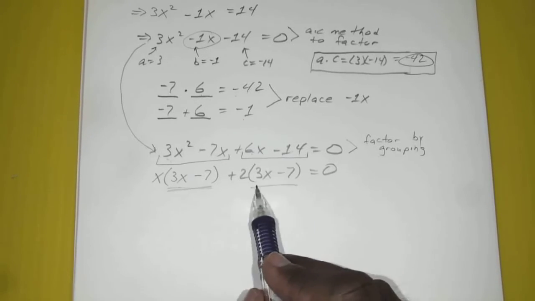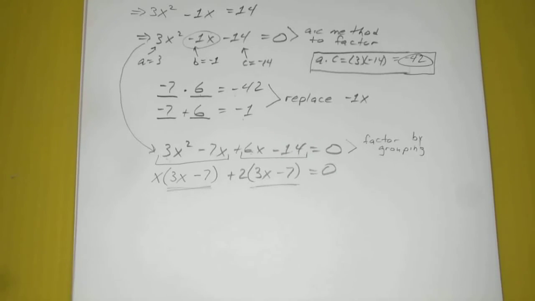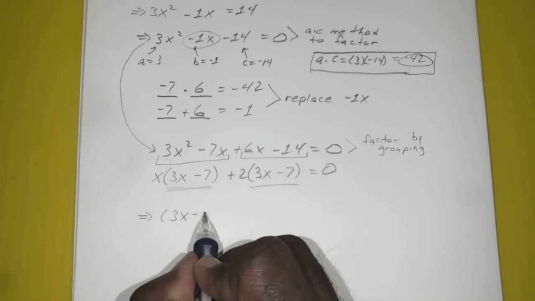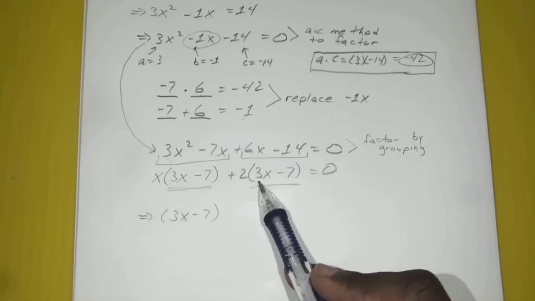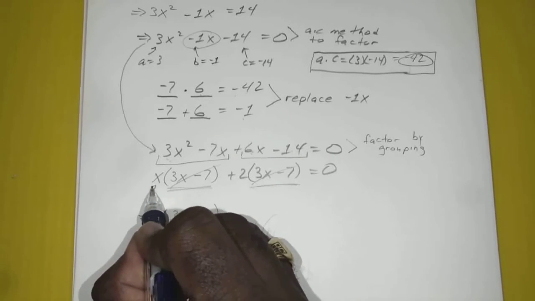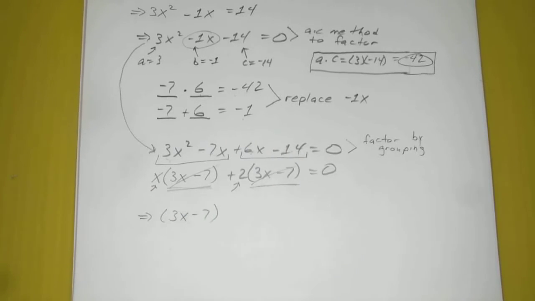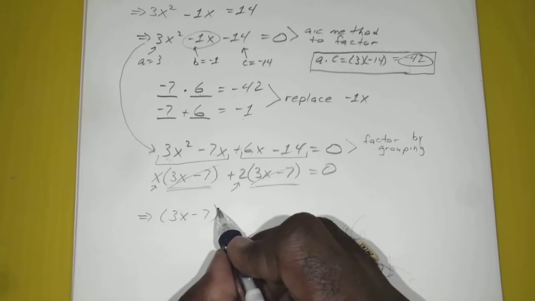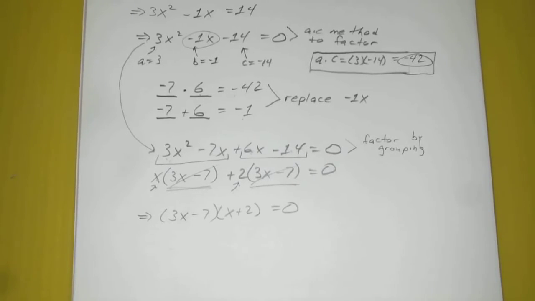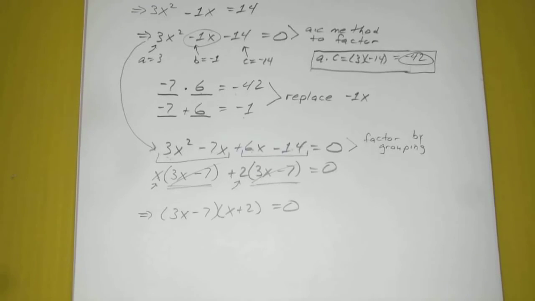So we're looking for our matching binomials, which we have them. So we can just factor those right out to the front. So you have 3x minus 7. And you can cross them out if you want to. And whatever's left goes into the other parentheses. So that leaves us with x plus 2 equals 0. Okay. So the hard part's over.